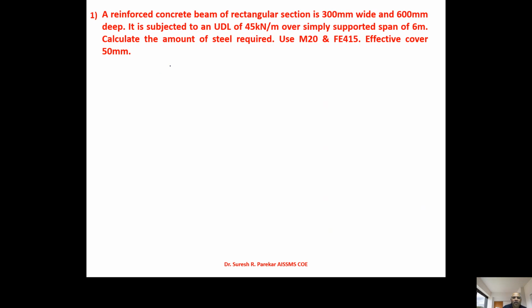Now you can see this. We have a doubly reinforced section, a beam of rectangular section 300 mm by 600 mm. It is subjected to UDL. Now it is not given as factored UDL, only working UDL is given, on a simply supported span of 6 meter. Calculate the amount of steel. So amount of steel means we have to design this section, and use M20 and Fe415. The effective cover is given as 50 millimeters.